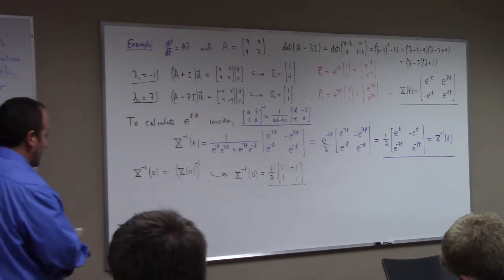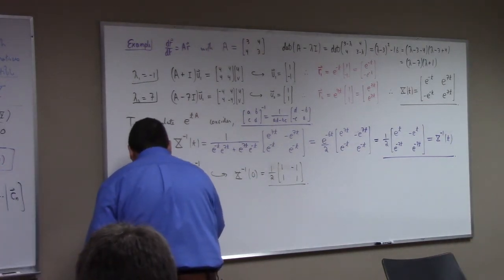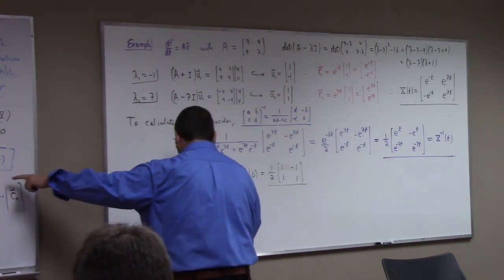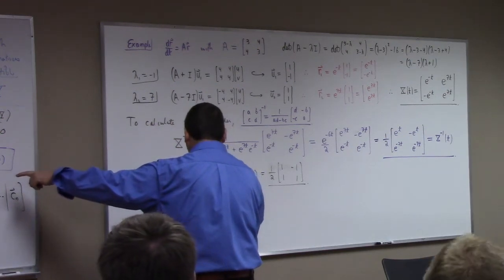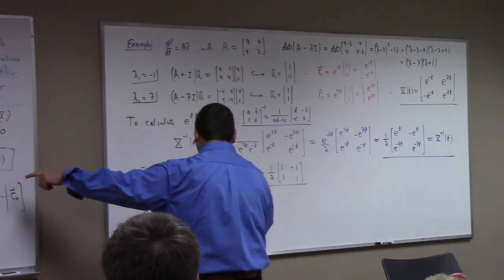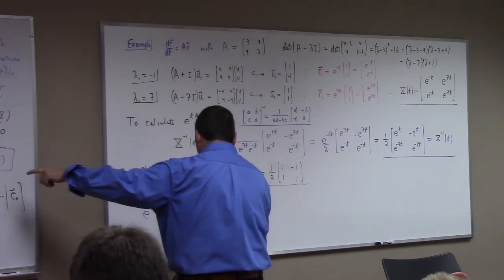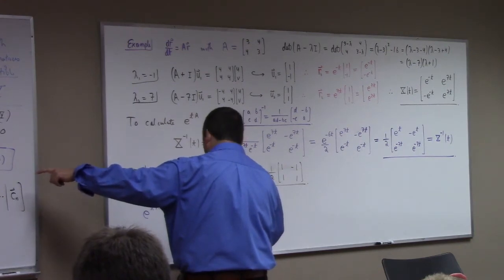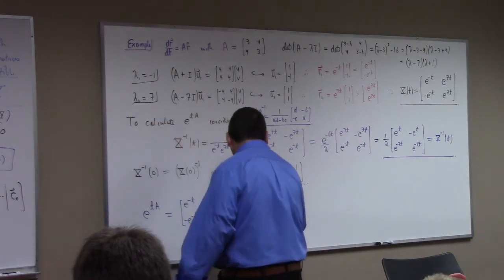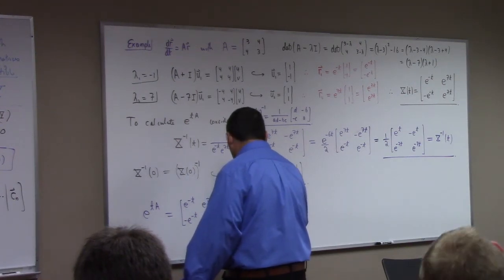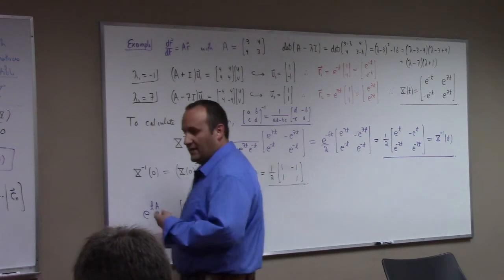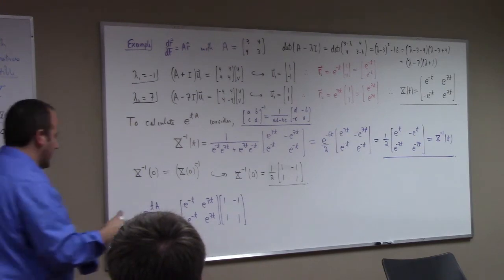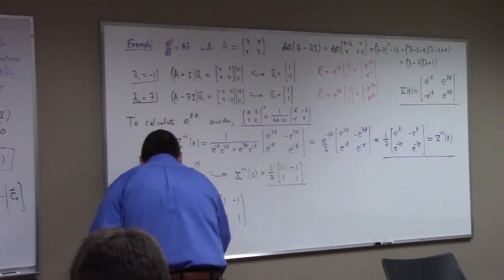And so, e to the tA is what? E to the tA is equal to, if I believe my theorem, x of t, which was what? E to the minus t, e to the 7t, minus e to the minus t, e to the 7t. And then I'm supposed to multiply that by 1, minus 1, 1, 1. What am I going to do with a half? A half is a constant. We can pull a constant inside a matrix multiplication out to the front. So just pull the half out front and keep it out here. Don't let it get in the way.